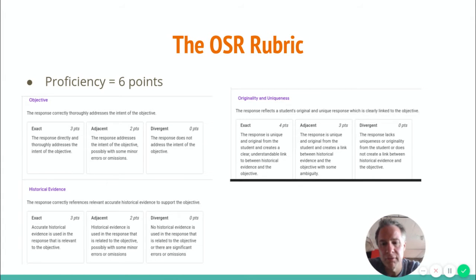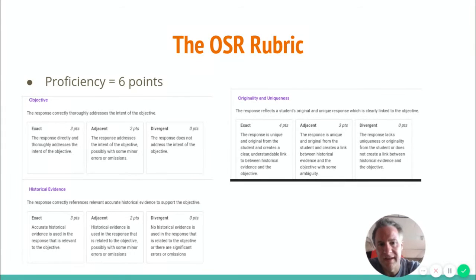If it's accurate and relevant, 3 points and you're exact. If it's pretty good and you got a couple mistakes or you maybe left out something, that's 2 points. And then if you don't have any historical evidence, nothing that illustrates to us that you understand this time period, then you're divergent. Nobody wants to live in divergent.